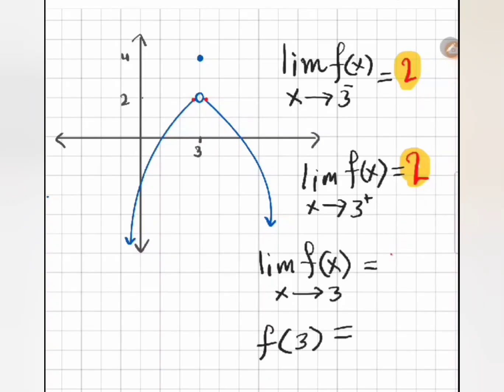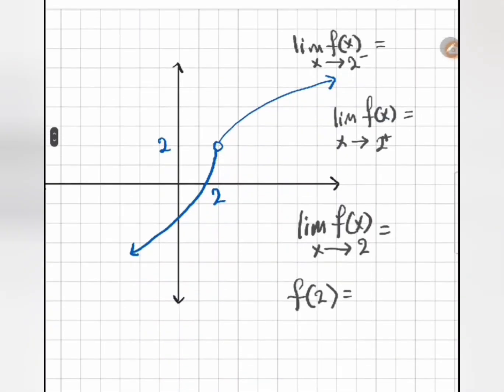Finally, what is the value of f of 3? When x is exactly 3, what is the value of y? Whenever you get a question like that, look for the closed circle. The closed circle has a y value of 4. So f of 3 is equal to 4. Consider this one.